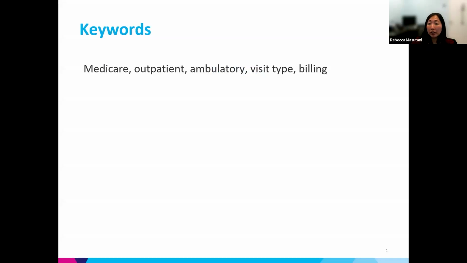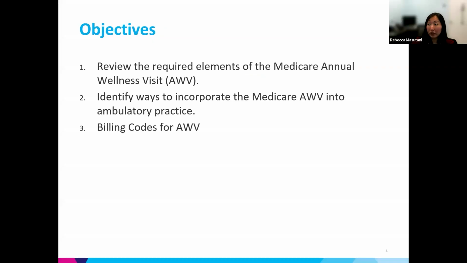So in terms of a few keywords, these are just some keywords I have listed associated with this particular presentation. I do not have any disclosures today. And in terms of objectives, during this session, my goal is to review the required elements needed to complete the Medicare Annual Wellness Visit. My hope is to also identify ways to incorporate the Medicare Annual Wellness Visit into ambulatory practices. And I also plan on reviewing some billing codes as well for the Medicare Annual Wellness Visit.